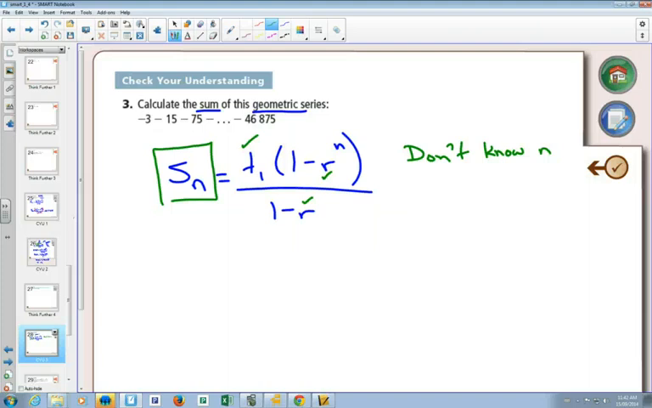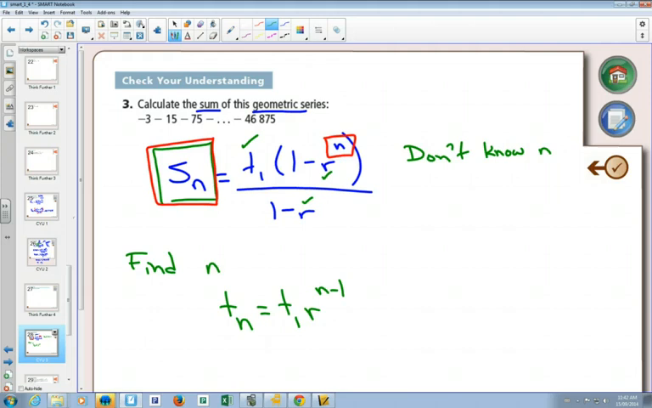So when we don't know n, we have to go back and say, is there a way that I could find n first? I can't use this formula because right now in this formula there are two things that I don't know. I don't know the sum. I don't know n. So I'm going to need to find n first. Do I have any other formulas for geometric sequences and series? Yes, I have a formula that says Tn is T1 r to the n minus 1.